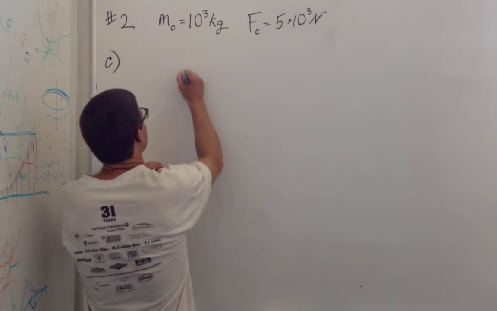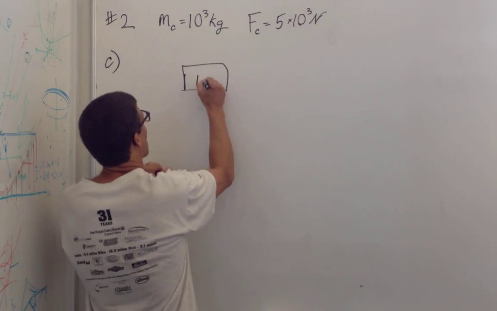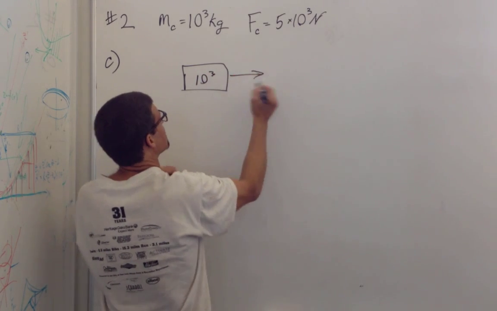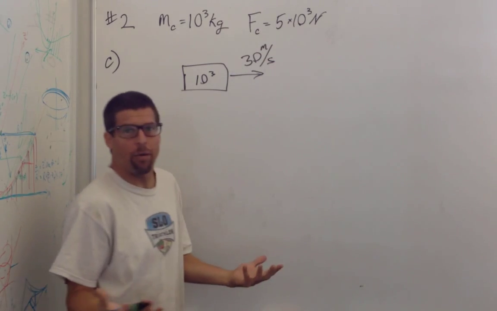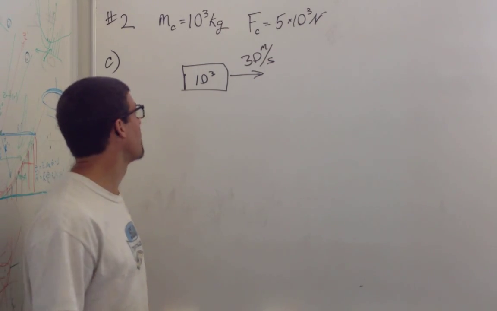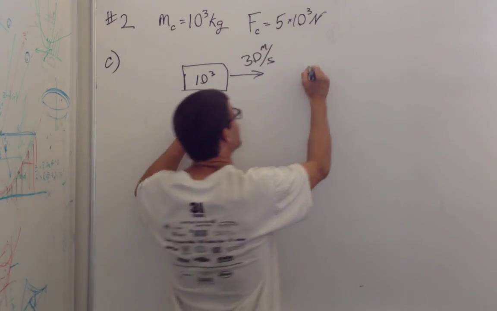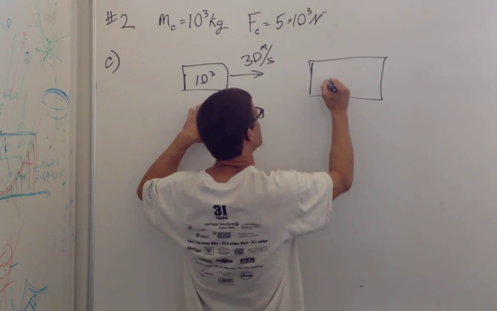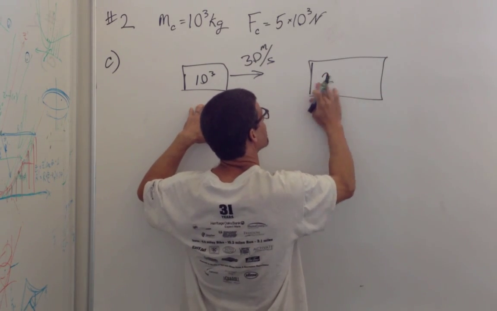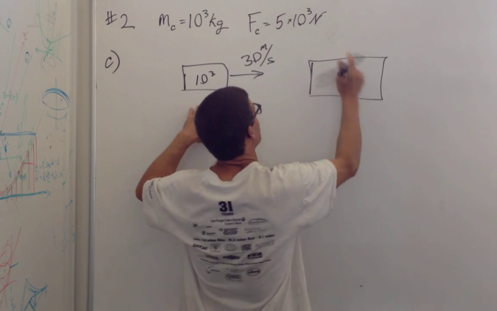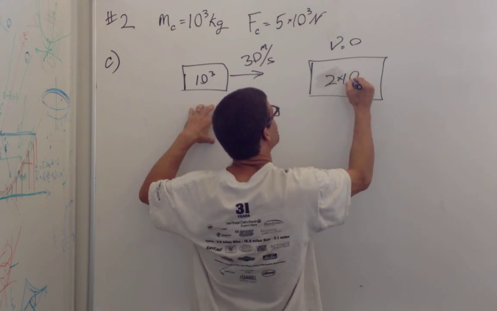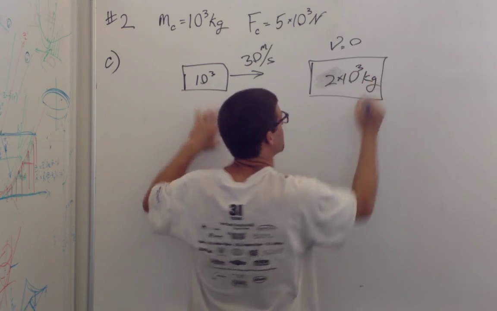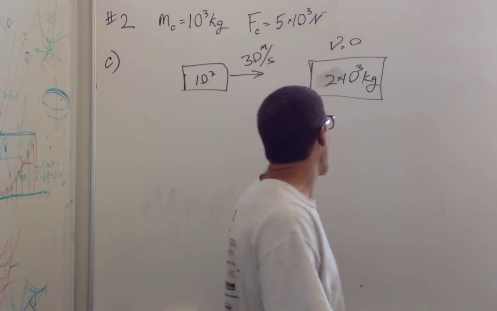So there I am, minding my own business, moving along at 30 meters per second. A reasonable highway speed, that's about 66 miles an hour, right? And I hit this person who just doesn't know what's going on. And they're sitting there at v equals 0 and 2,000 kilograms. This isn't pretty. What happens?